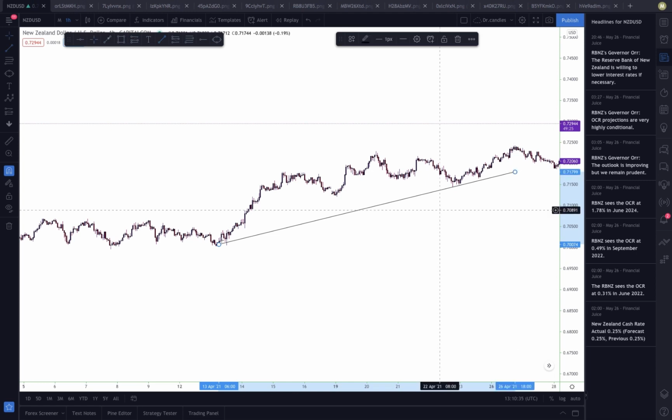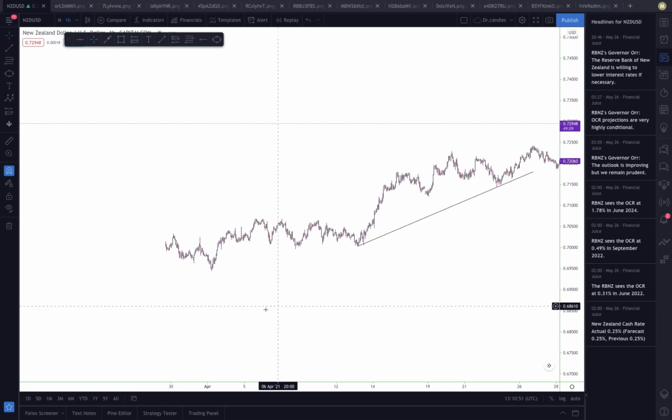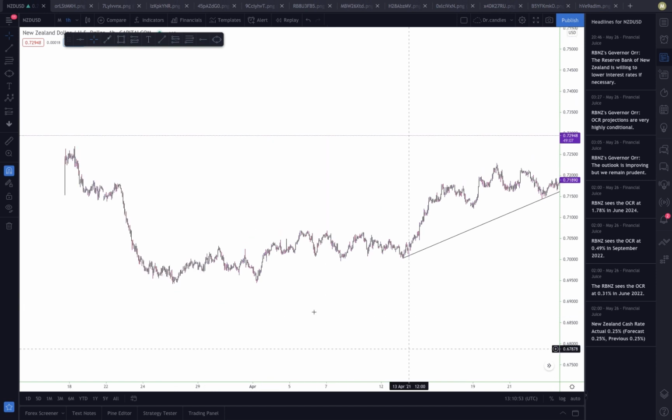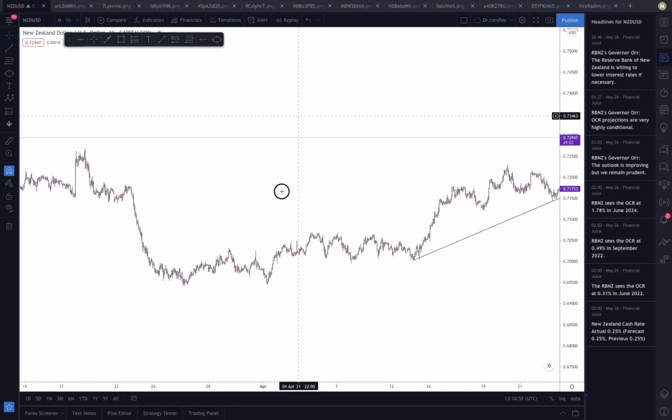I will just use this. So that is, you see I have joined this line and then this line together to get my trend line. That is how to draw a trend line. Quick one.